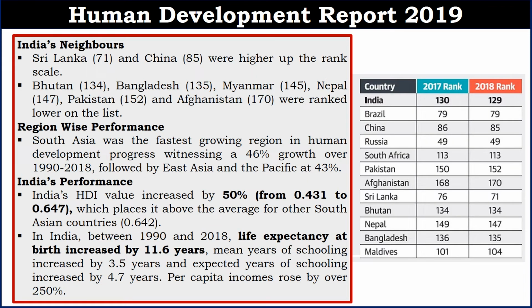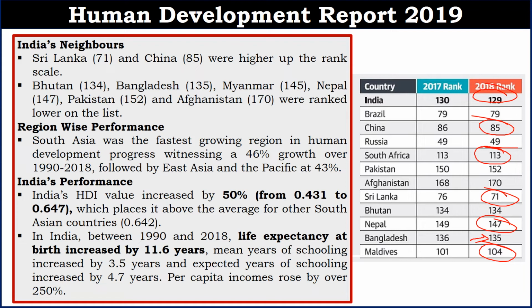Let's discuss India's performance and its neighbors' performance. India got 129 rank. China has 85 rank. Russia has 49 rank. Pakistan is better than India, 113. Sri Lanka has 71 rank. You can remember that. Nepal is worse than India, 147. Maldives is also better than India, 104. And Bangladesh is worse than India, 135. So you can see India's neighbors' performance.